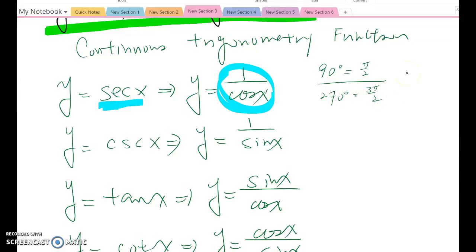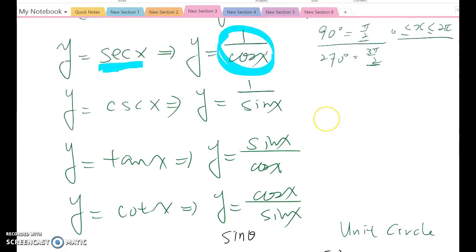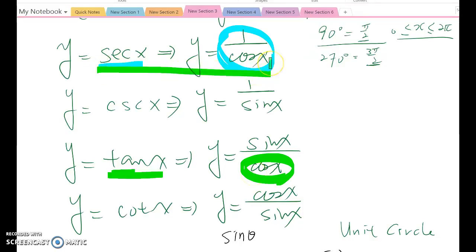So if we limit the domain so that x is between 0 and 2 pi, then for secant, pi over 2 and 3 pi over 2 will be the vertical asymptote values here. And now tangent also has cosine in the denominator, therefore it has very similar behavior compared to secant x here.